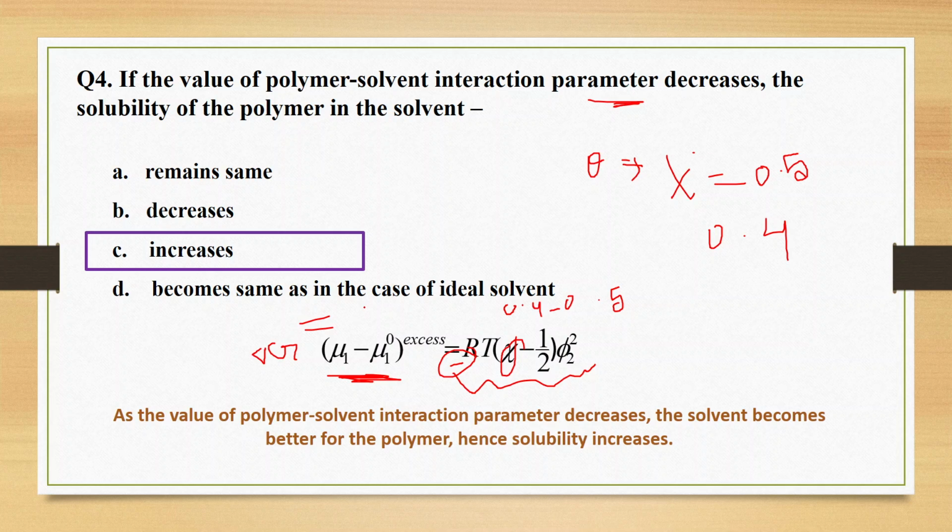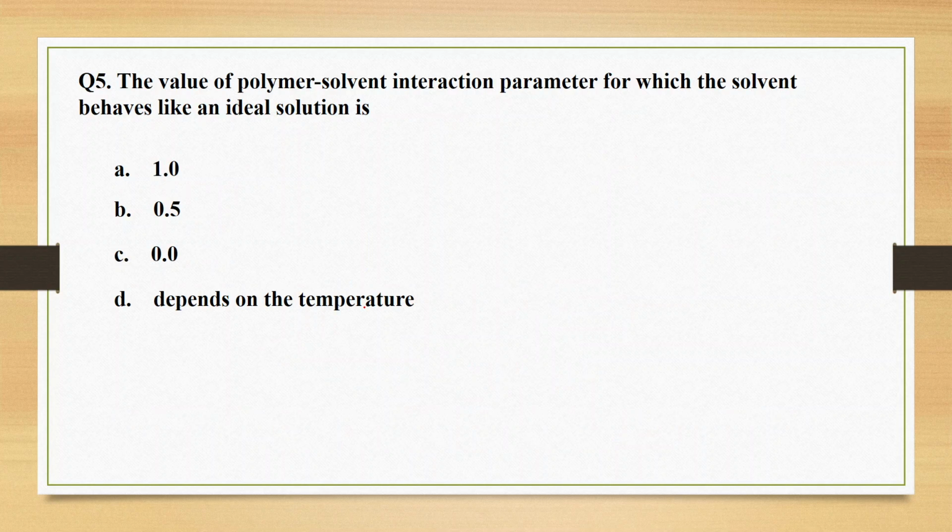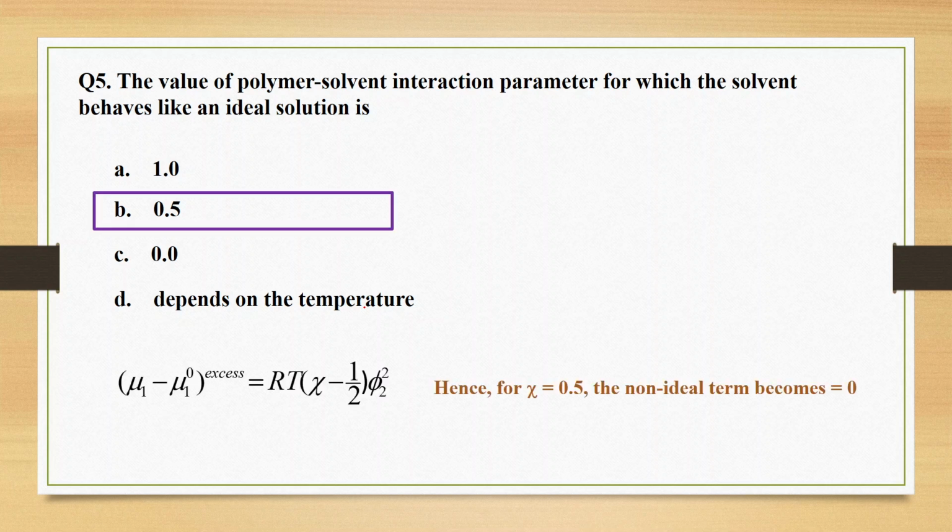Okay, so let's move to the next one. I think I have already discussed this, so there is no point of discussing this question. I'll just go through it: the value of polymer solvent interaction parameter for which the solvent behaves like an ideal solution. You all know that delta G equals 0, or the chemical potential difference equals 0. That is your ideal condition, and that happens when chi equals 0.5. I just discussed this in the last question, so let's not go into it. I am sure you all will know that.